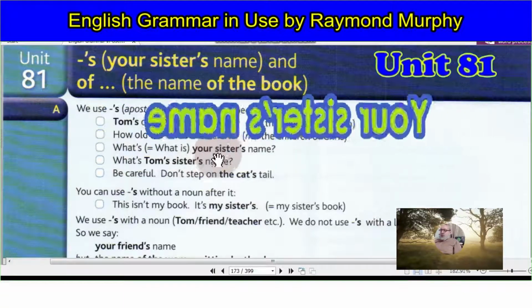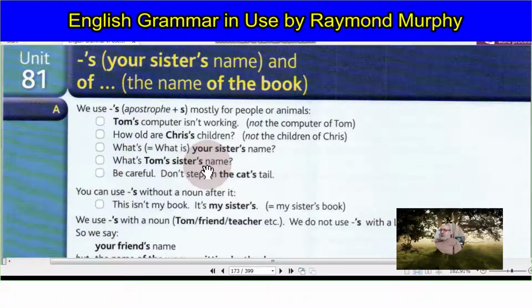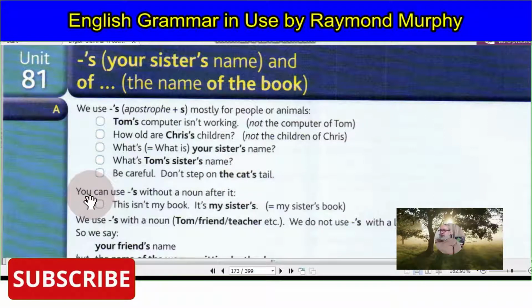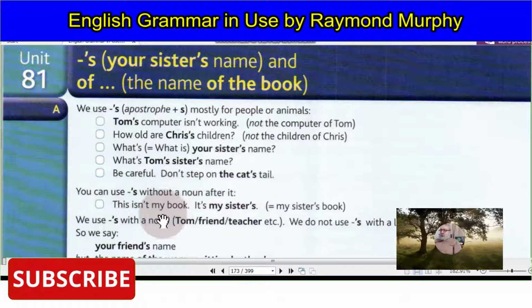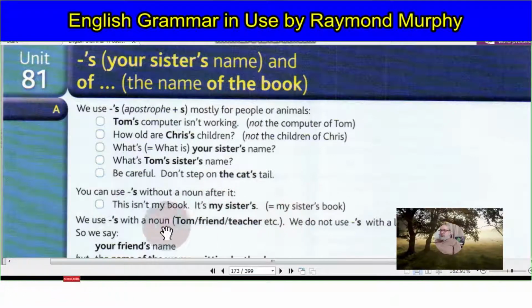What is your sister's name? What's Tom's sister's name? Be careful, don't step on the cat's tail. You can use 's and pick out a noun for it after it. It isn't my book, it's my sister's book.